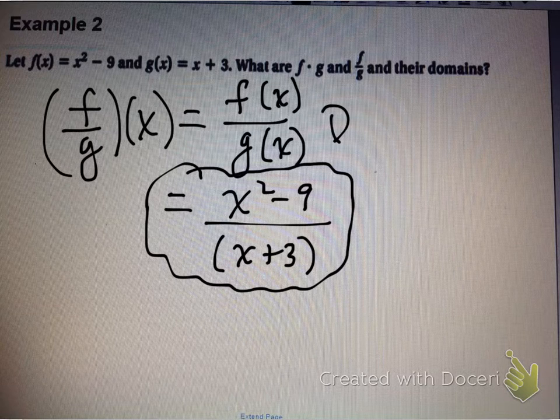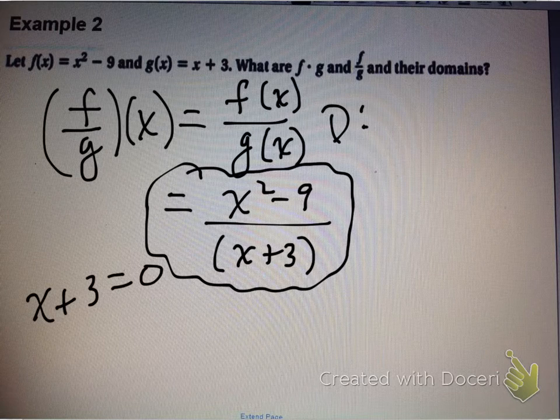But for the domain now, we look and we're dividing, so we can't divide by 0, so the denominator can't be 0. So what we're going to do is set x plus 3 equal to 0. We're going to find out what x can't be. And what x can't be is negative 3. Alright, so we have to leave that out of the domain.